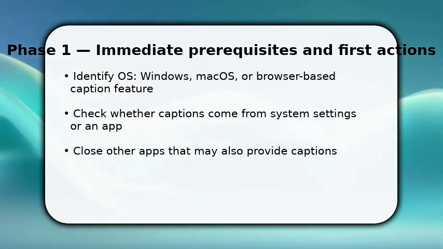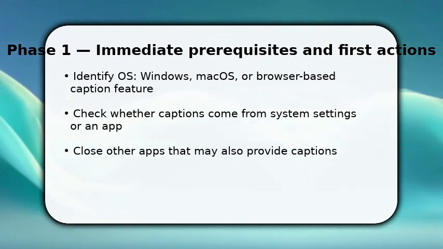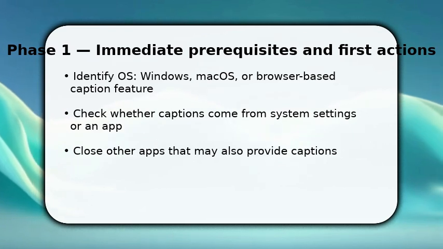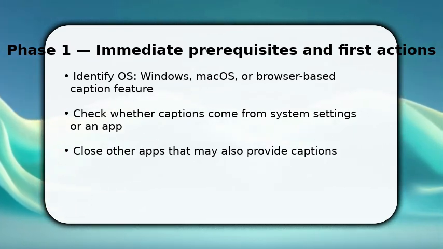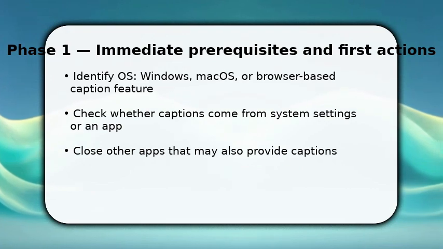Open the settings or accessibility pane now and keep the captions visible while you work, because seeing the control makes turning them off immediate and avoids blind guessing. Now go step by step to the control panel.